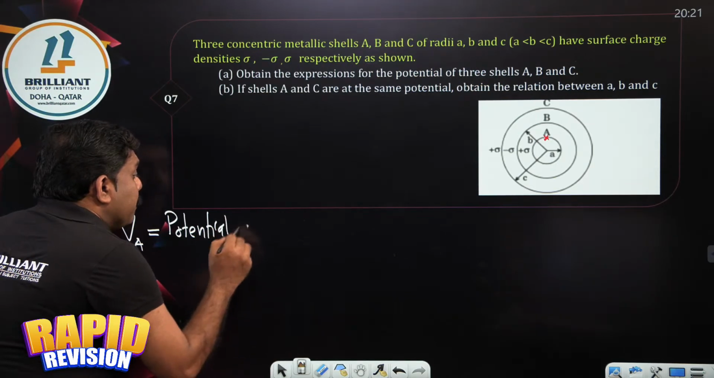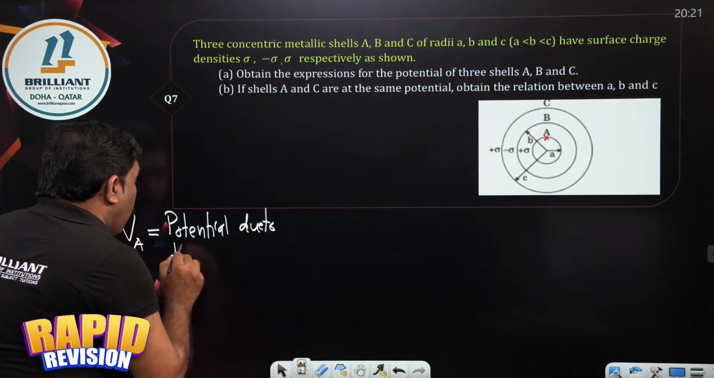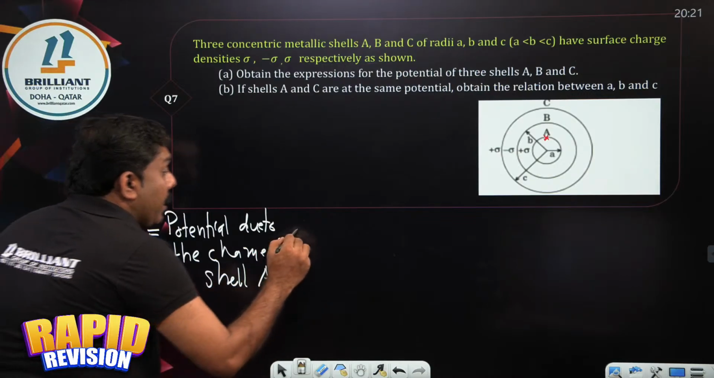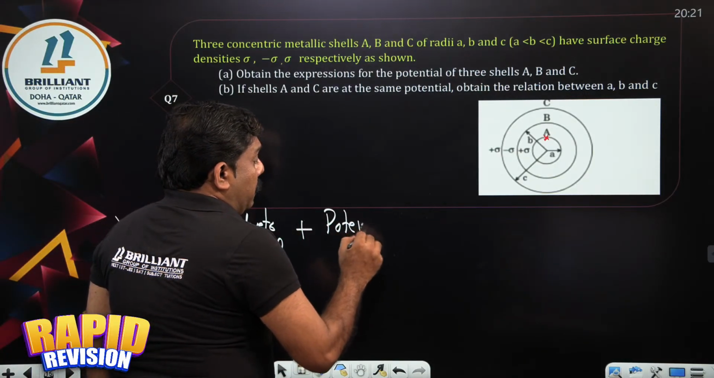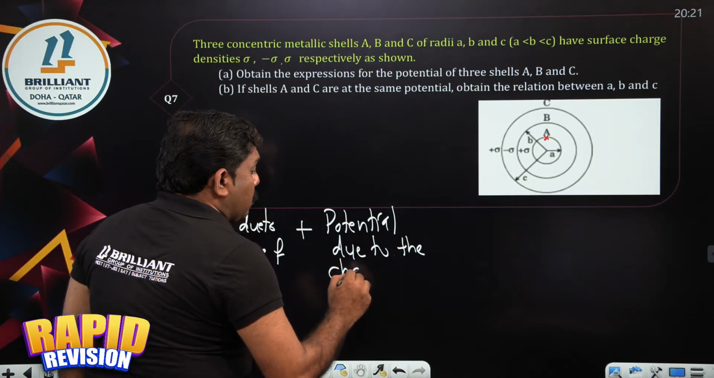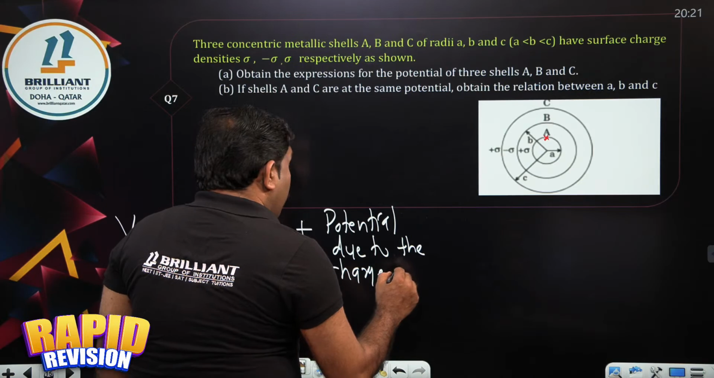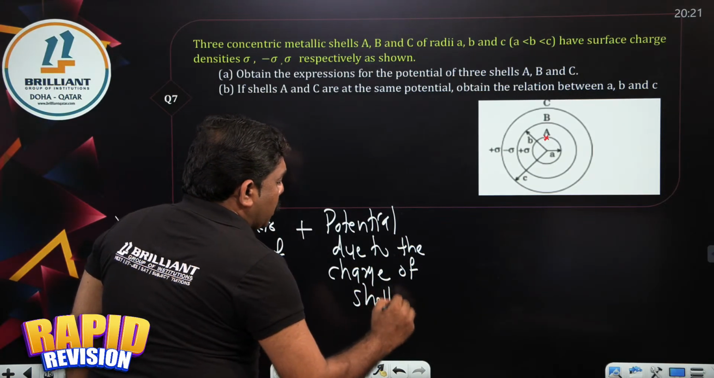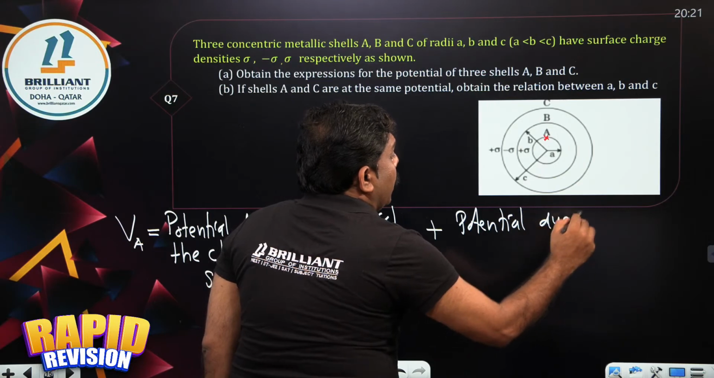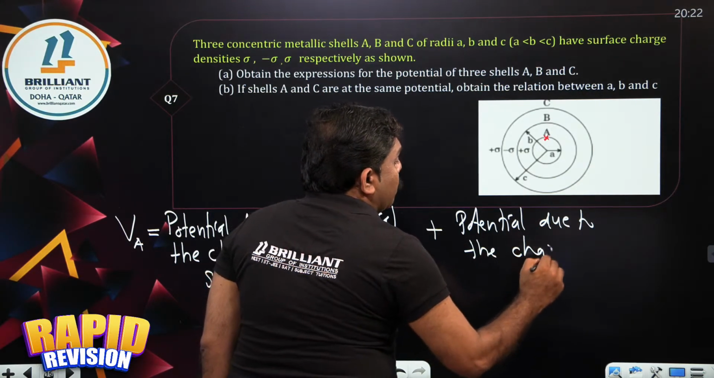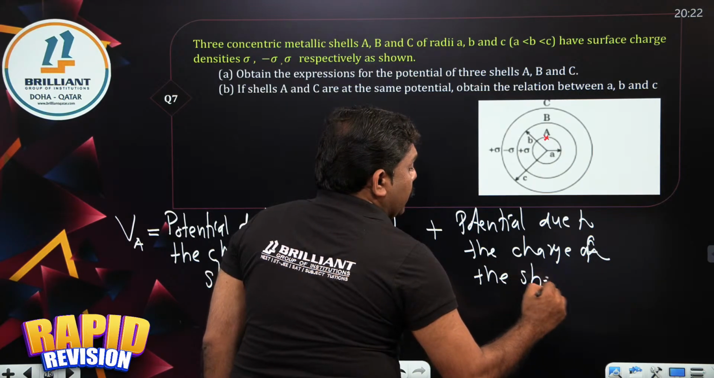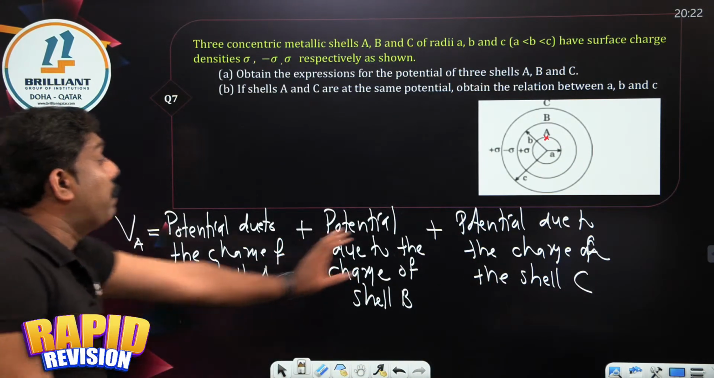the potential due to the charge of shell A, plus the potential due to the charge of shell B, for the students, please write with me, plus the potential due to the charge on the shell C. Now we have 3 potentials here.